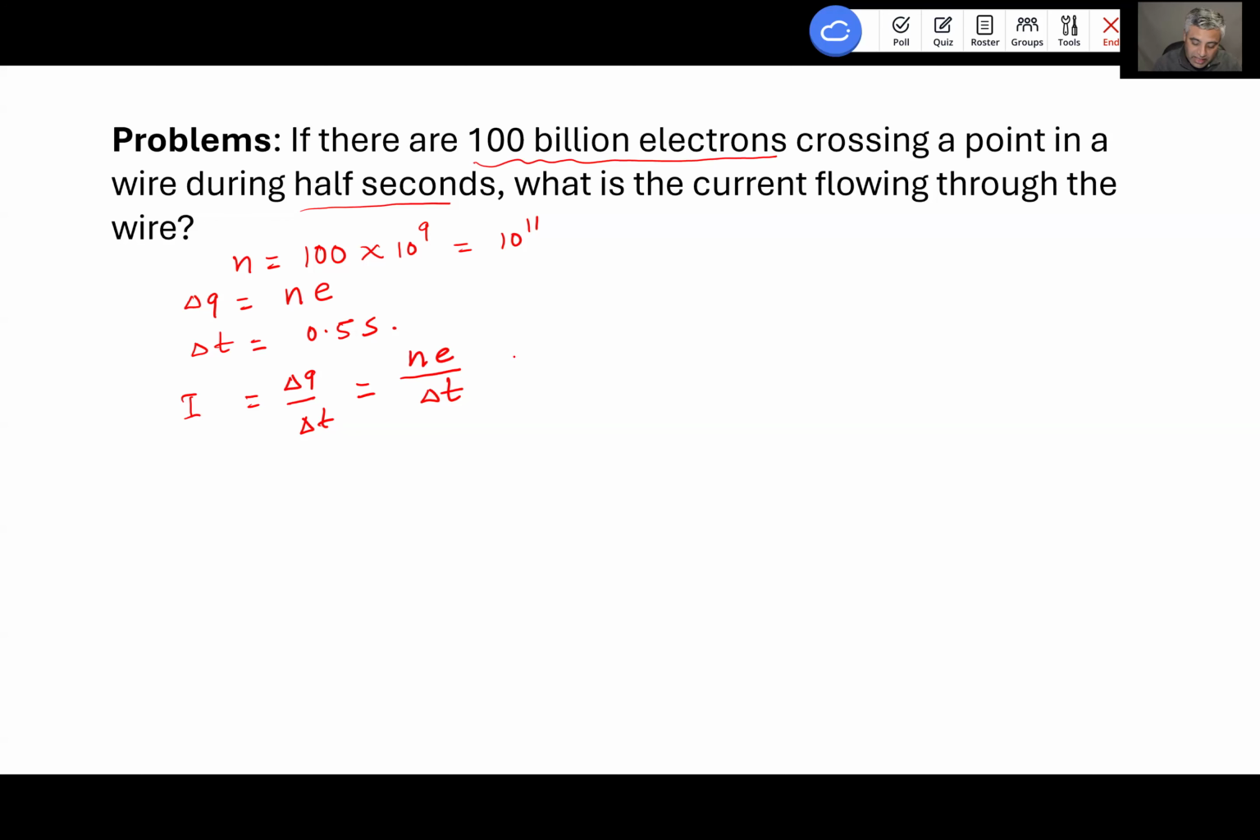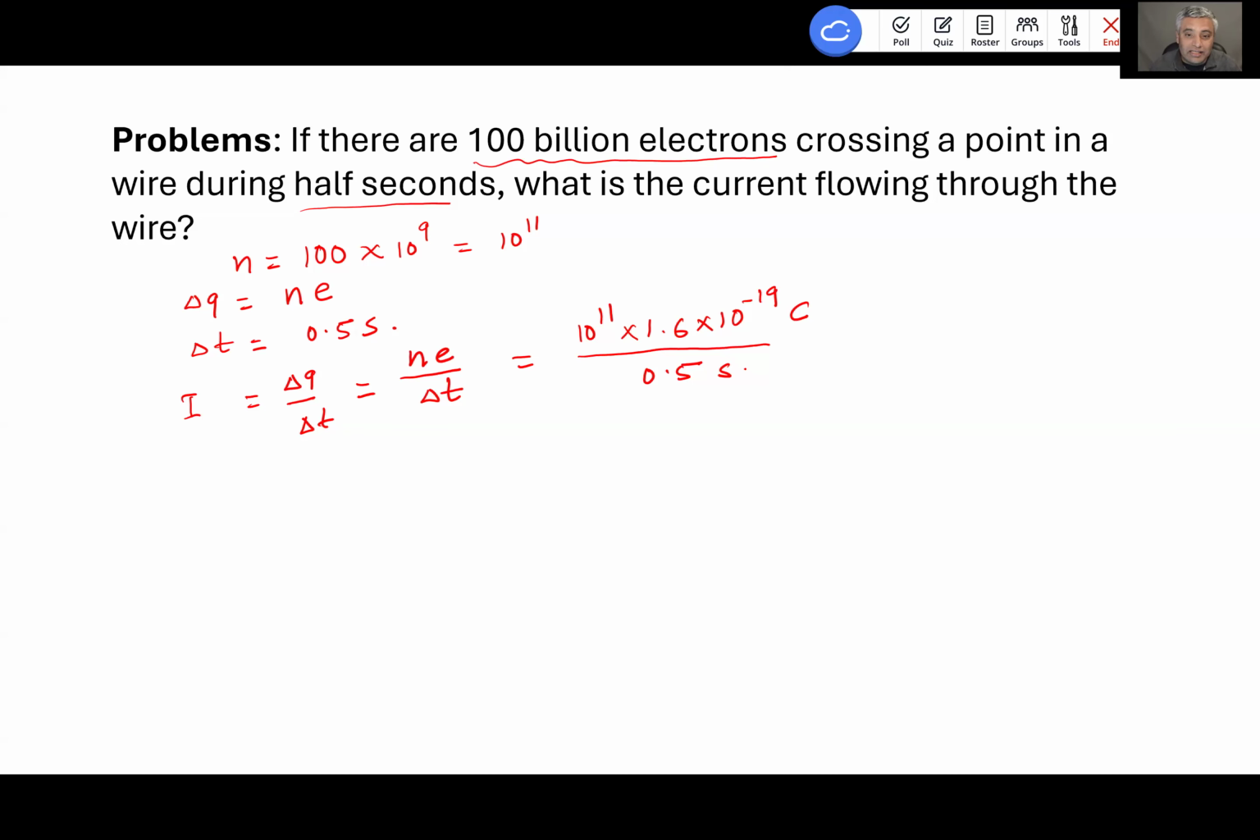Okay. So now with that, we can plug in numbers. So that N is that, and e is 1.6 times 10 to the power negative 19. The unit of charge is coulomb. There aren't many numbers here, so maybe you can write the unit. And the time interval is half a second. So let's see, that many electrons, 100 billion, a lot of electrons, right?